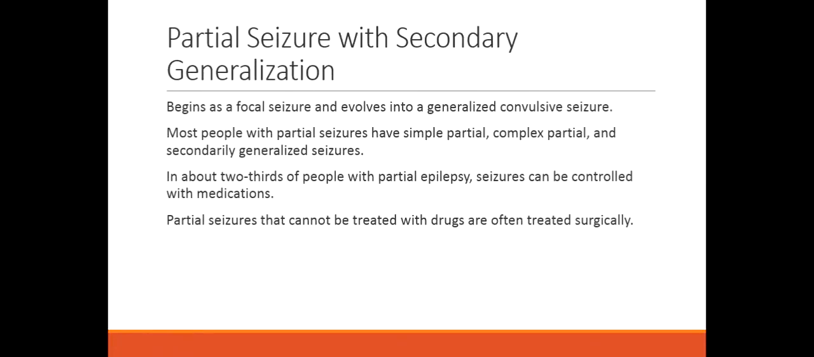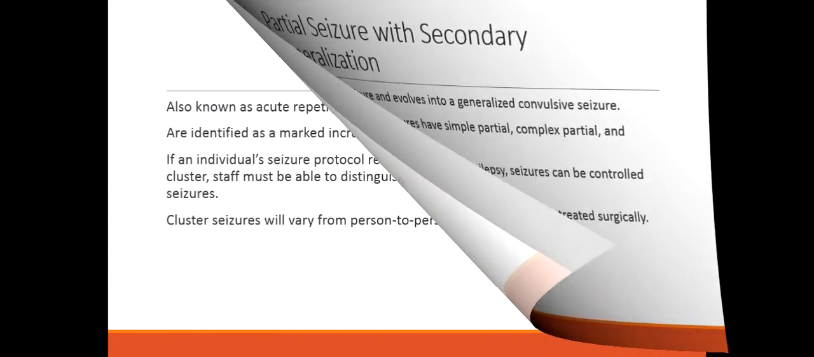Partial seizure with secondary generalization. Partial seizures with secondary generalization begin as focal seizures and evolve into generalized convulsive seizures. Most people with partial seizures have simple partial, complex partial, and secondarily generalized seizures. In about two-thirds of people with partial epilepsy, seizures can be controlled with medications. Partial seizures that cannot be treated with drugs are often treated surgically.